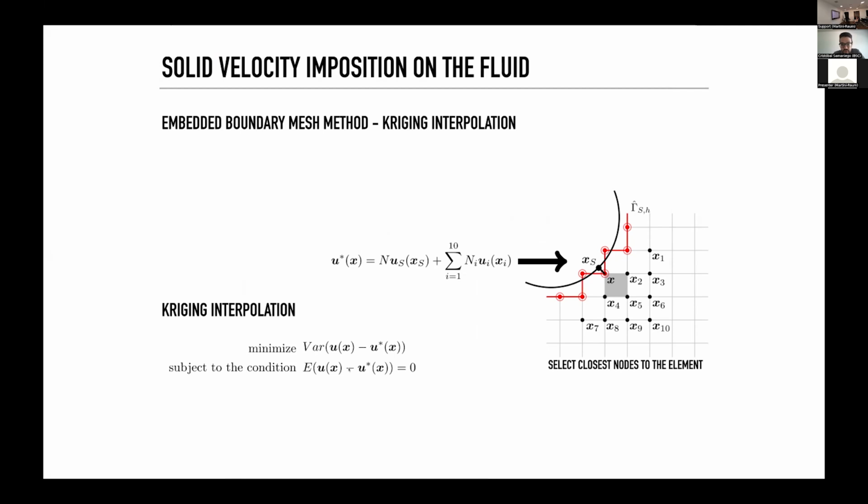What is that condition here? This condition means that the mean of the error has to be 0. This is a very important condition to complete. So this is a minimization problem: minimizing the variance of the error of the approximation subject to this condition, okay?